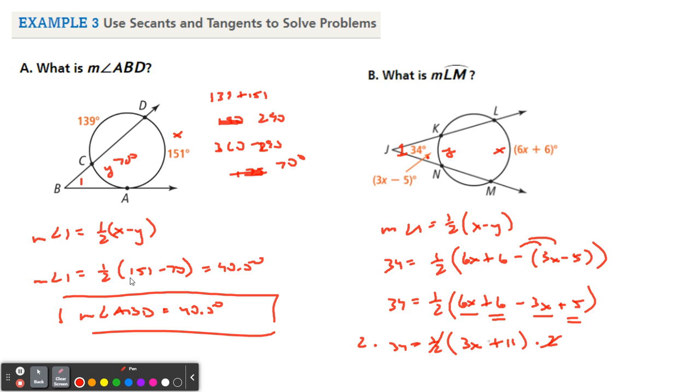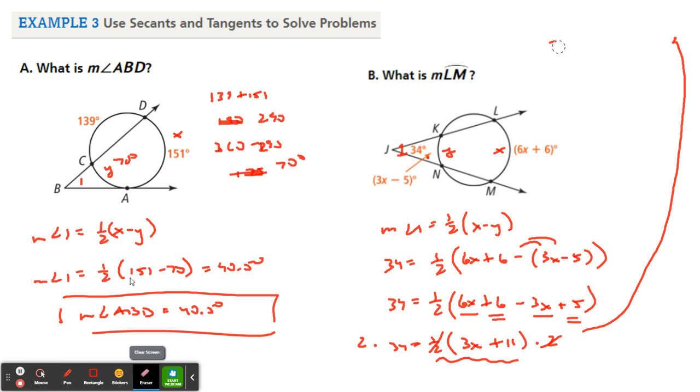This 2 does not go into the parenthesis. No, that is all one big term. This is all one term. So when you multiply by 2, it cancels with the 1/2. So if I come up here, 2 times 34 is 68. I was going to go into the 70s, but it's not big enough. No carrying the 1. So 68, and that equals 3x plus 11.